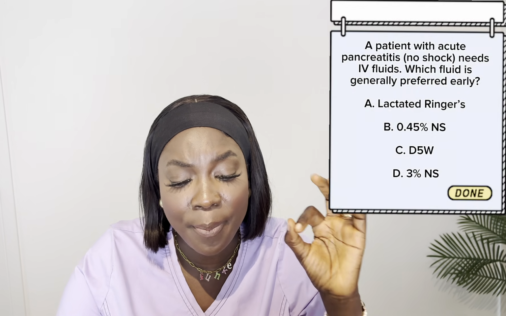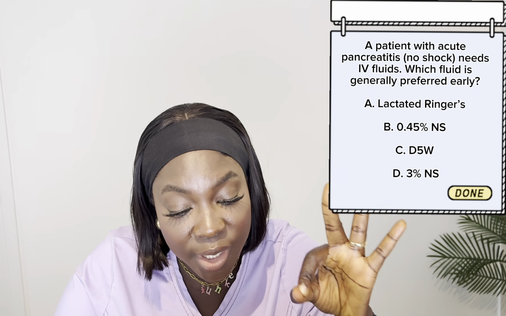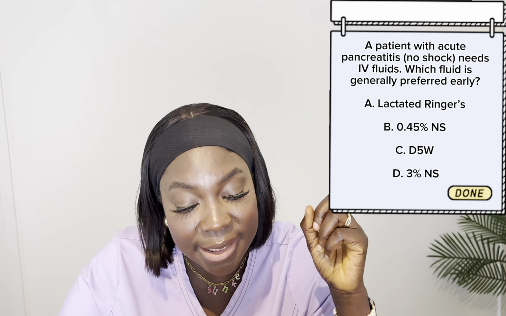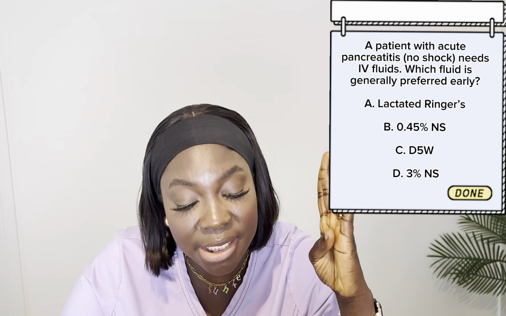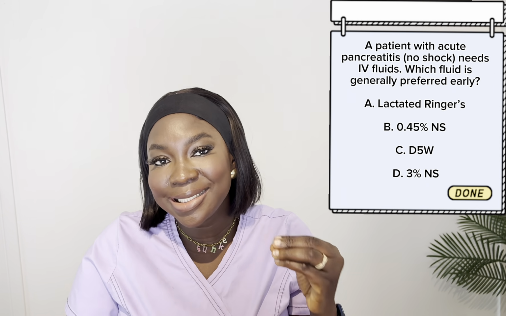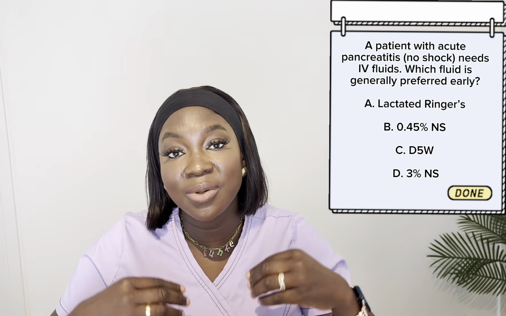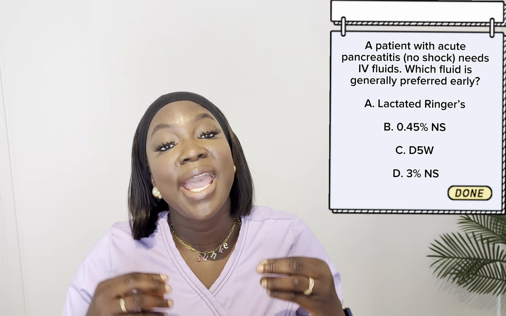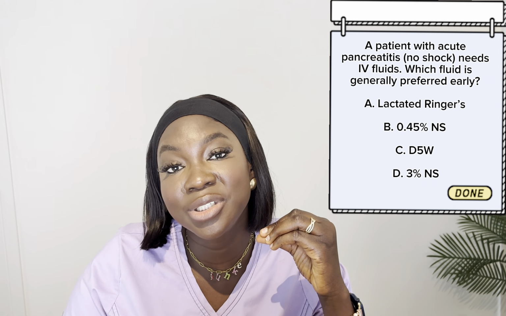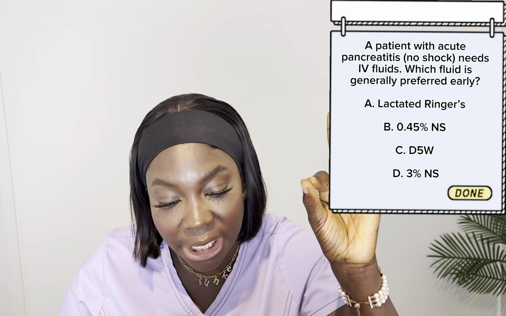Okay, now let's go. A patient with acute pancreatitis, no shock, needs IV fluids. Which fluid is generally preferred early? A, lactated Ringer's. B, 0.45 normal saline. C, D5W, and D, 3% normal saline. And guys, the right answer is A, lactated Ringer's. Why? Lactated Ringer's is an isotonic fluid, and this fluid will stay in the intravascular space. It will stay in the bloodstream and restore fluid volume safely. And it is good for mild to moderate pancreatitis without shock. Because as you can see, the patient has acute pancreatitis, no shock.